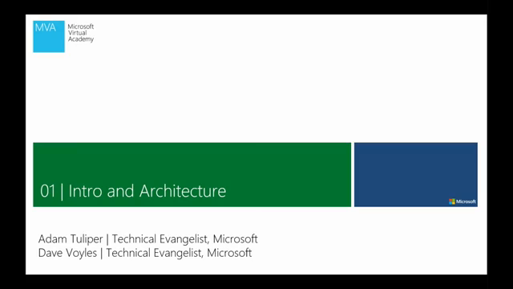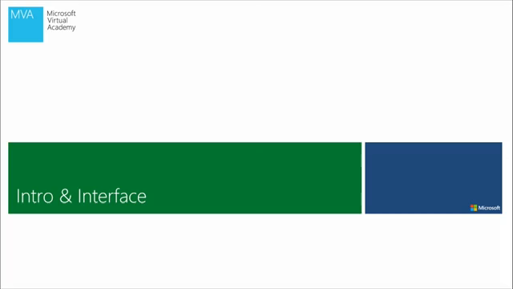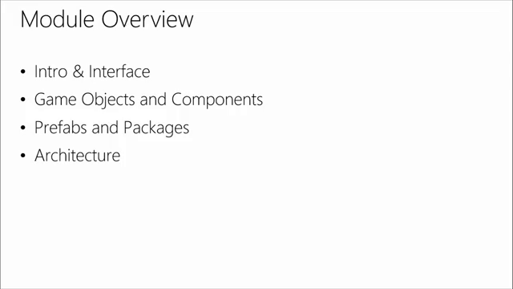Check often. So this session, we're going to be doing intro and architecture of Unity. In this module, it's going to be a basic intro and the interface. We're going to talk about game objects and components, essential parts inside of Unity, prefabs and packages, and the architecture of Unity, the application itself, and quite a bit about how to architect your games as well. Best practices, I suppose.